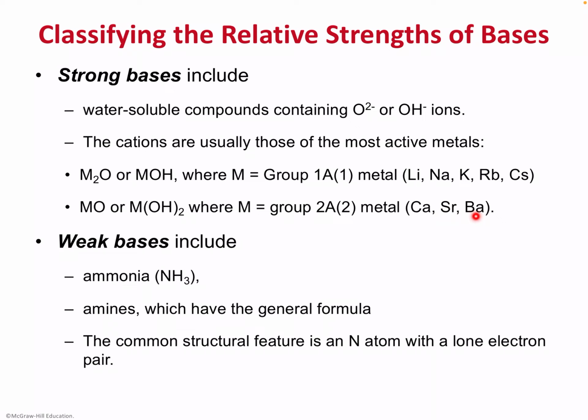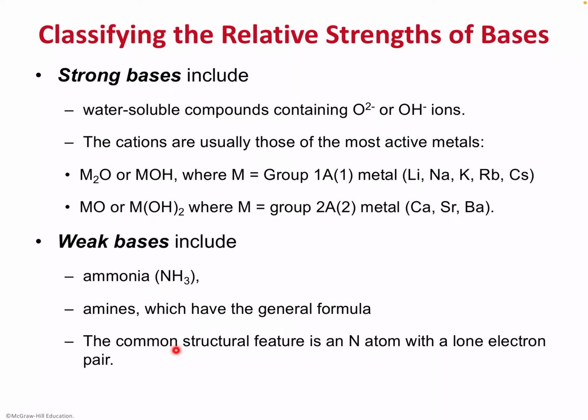Now in group 2, when you go down, calcium, strontium, barium, magnesium, you have a few more down the second group like barium, strontium, calcium. So magnesium is on top, but magnesium is not here. You see, so only calcium, strontium, barium, when they are with the hydroxide, make a strong Arrhenius base. And then the weak bases are ammonia and any of the ammonia derivatives, so amines. Okay, so they are weak bases.